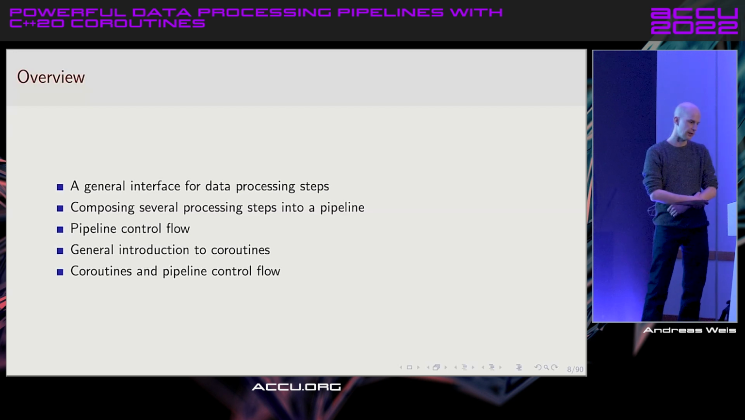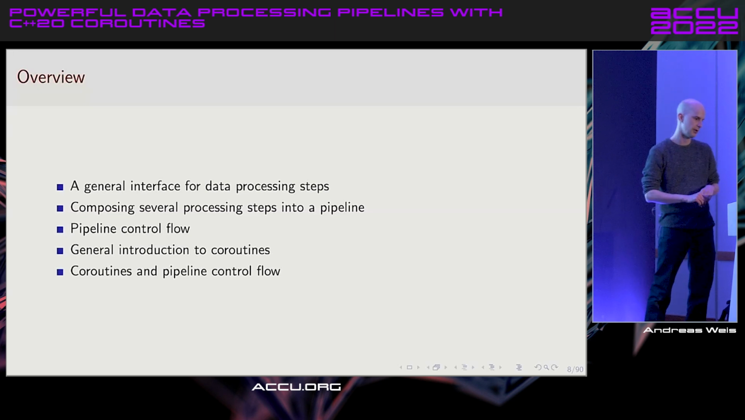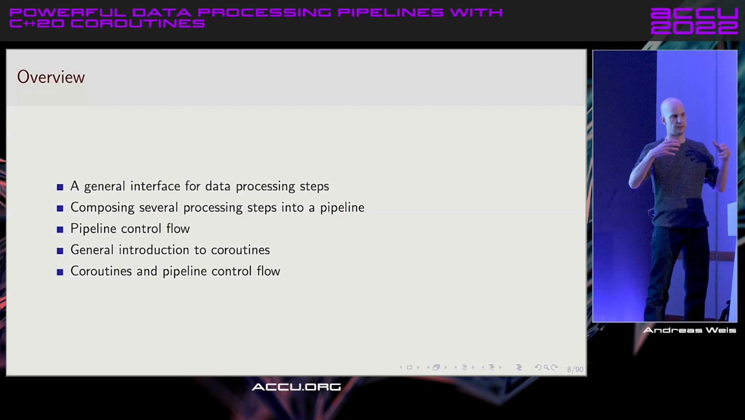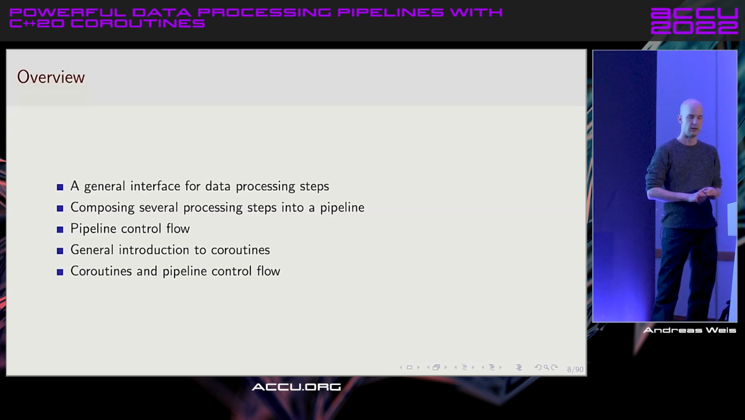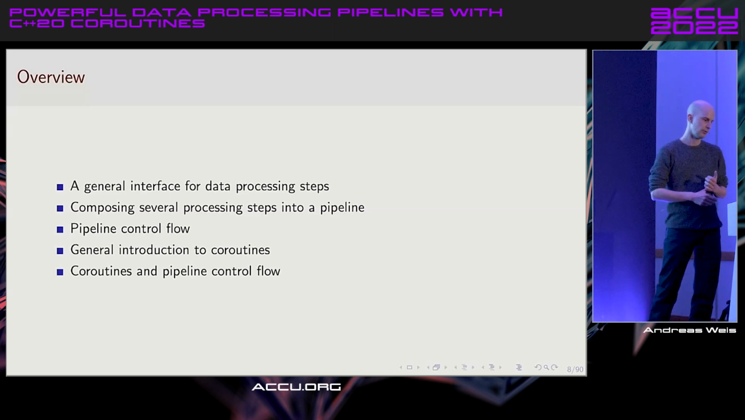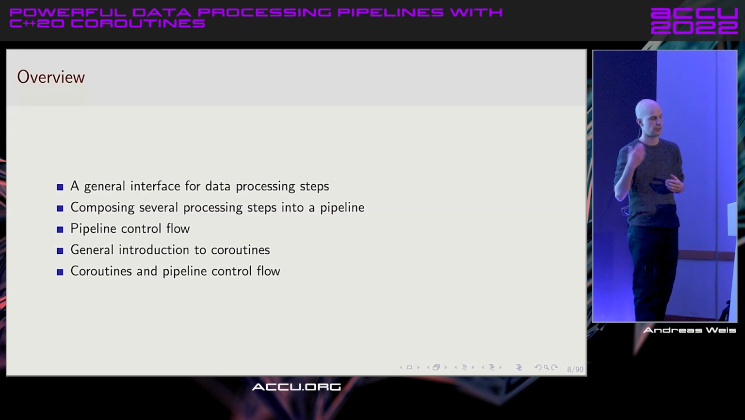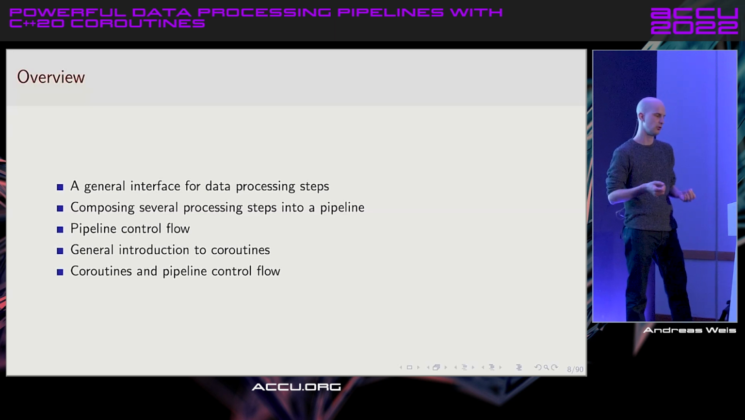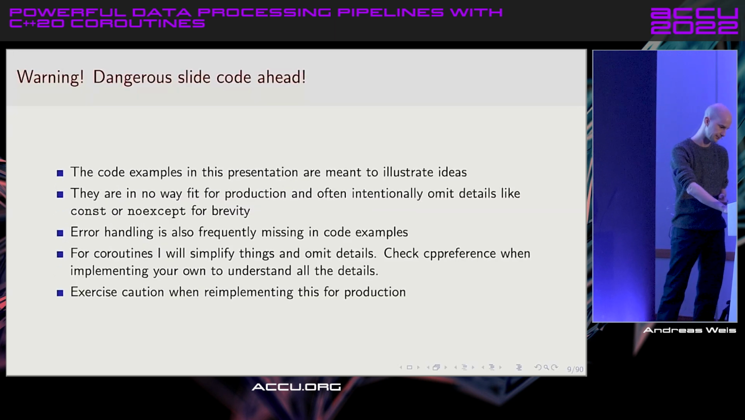So what we're going to talk about today is, I'm going to start by trying to derive a general interface for these different processing steps that compose our pipeline. Then we're going to look into how we can put these steps together to form a full processing pipeline. Then we're going to look at different control flows that we can use to execute this pipeline, which will lead us to coroutines. And this will be the second half of the talk. I will try to give a brief introduction to coroutines, and then talk about how coroutines can help us model this control flow for executing such processing pipelines.